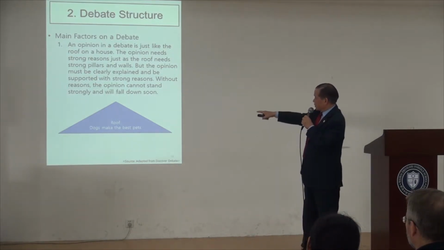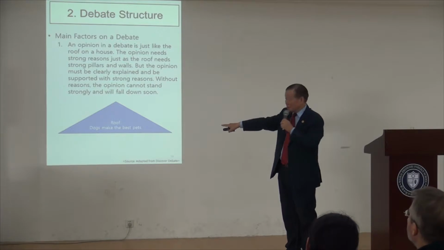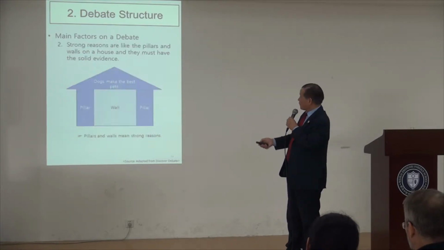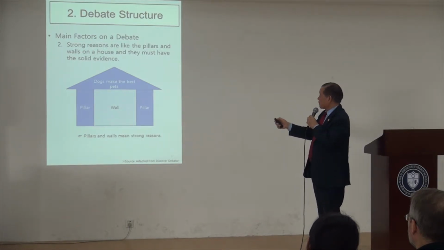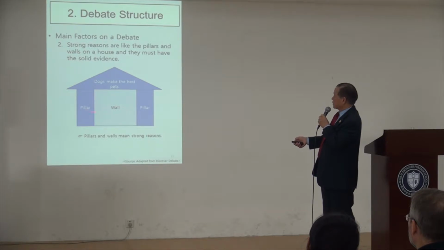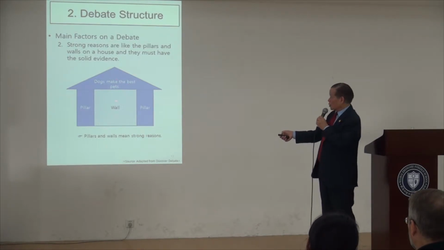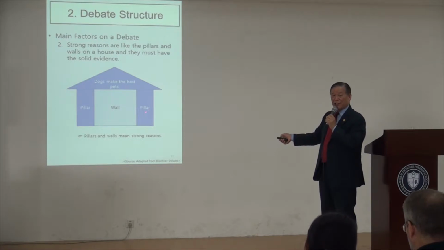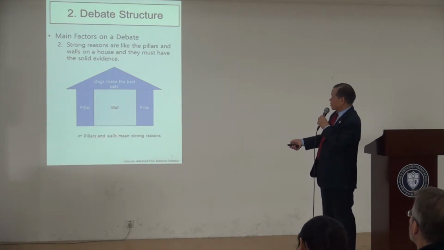Okay. So, comparing the structure of the house, the topic of the English debate is just like the roof of the house. For example, dogs make the best pet. And what is the reason then? Strong reason. Strong reasons are like the pillars and the walls of the house. Okay? Walls, pillars: this is the reason, strong reason. If these pillars and walls are not strong, the topic, dogs make the best pet, will fall down. To keep this heavy roof from falling down, you must have strong pillars and walls. In debate, strong reasons keep your assertion from falling down. Okay? So pillars and walls mean strong reasons.